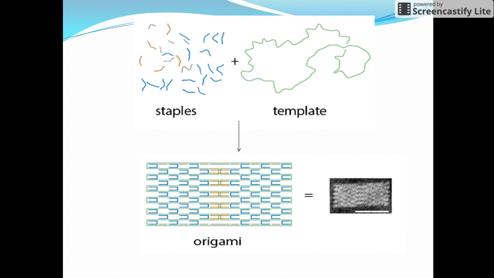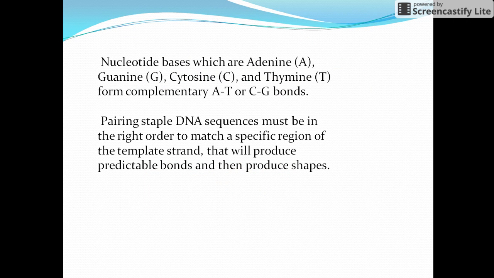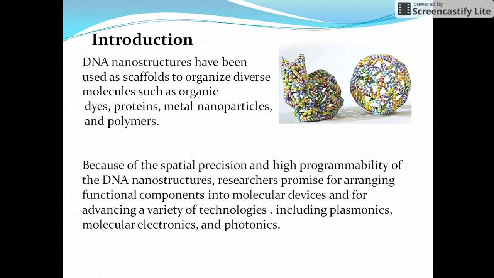So this is the picture of origami, which is created by staples plus template. Nucleotide bases are adenine, guanine, thymine, cytosine. They form complementary bonds, which are A-T or C-G. These DNA sequences should be in the right order, which produces shapes.